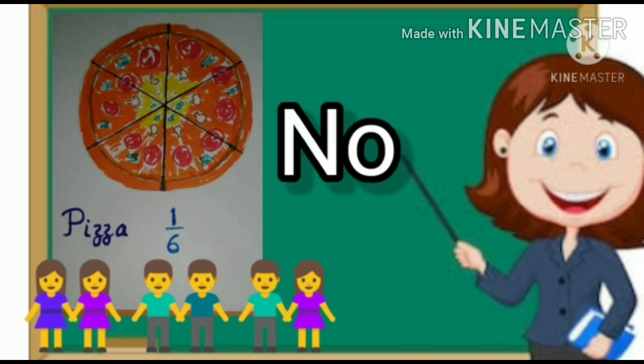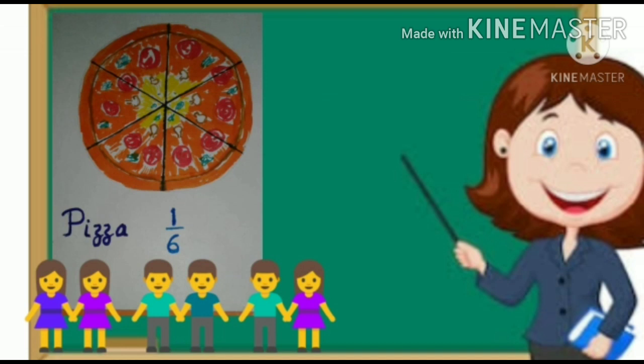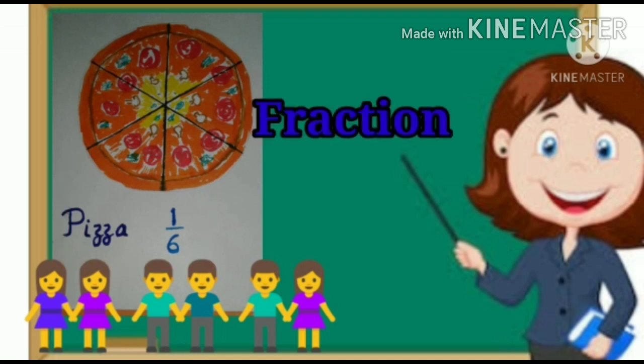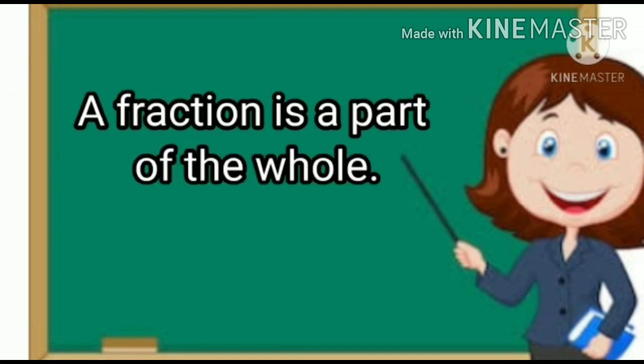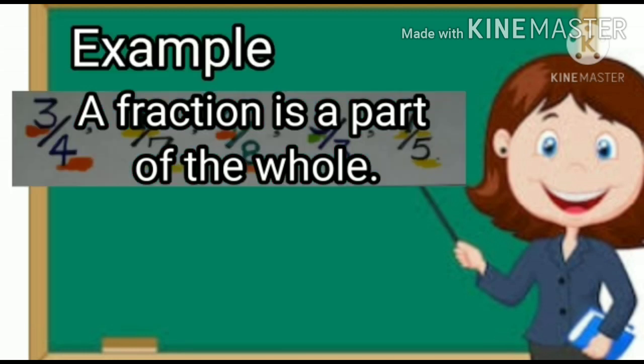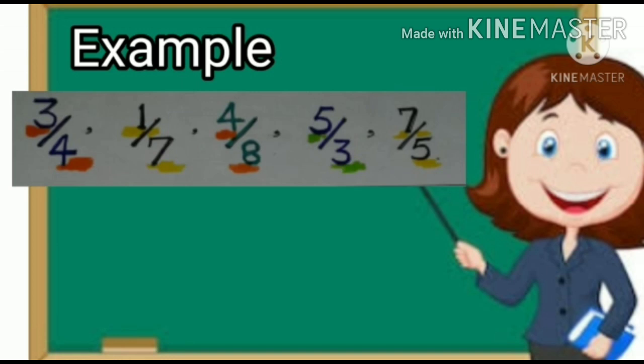Now, if I ask you, how much of the pizza did each get? Can you answer 1? No, because each child did not get one whole. Each one got 1/6 of the pizza. This 1/6 is called a fraction. A fraction always tells you how much part of the total. That's why we say a fraction is a part of the whole. Examples: 3/4, 1/7, 4/8, 5/3, 7/5, etc.